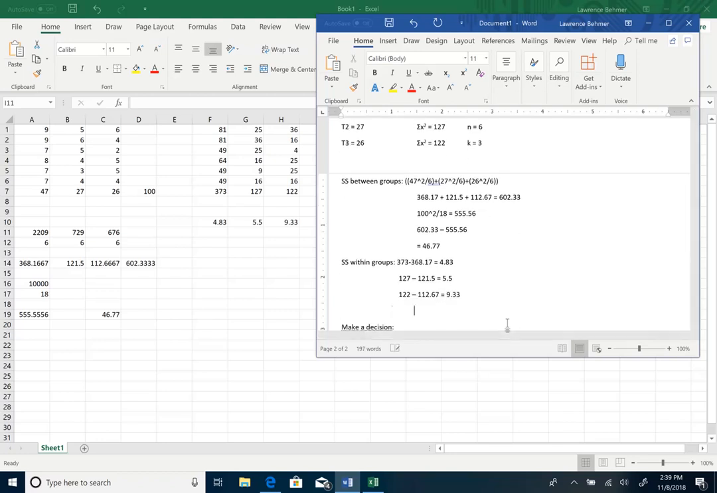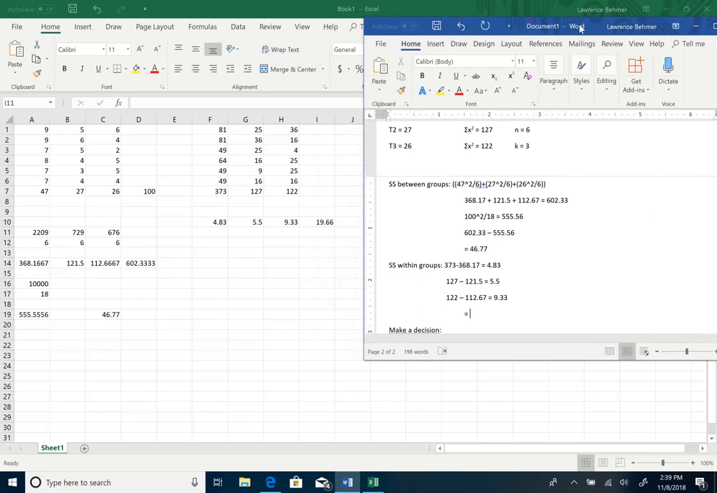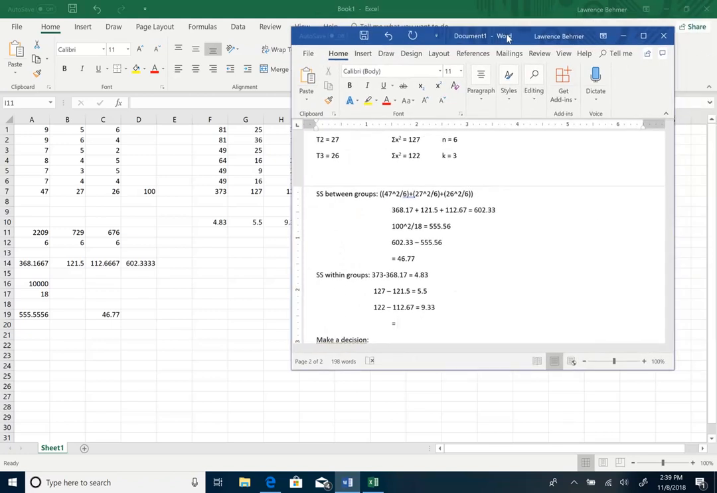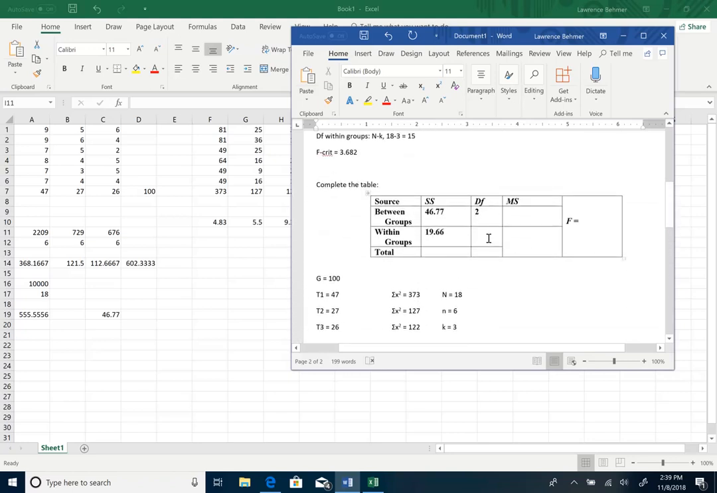And then I would just do this equals, what did we say it was again? I've already forgotten. 19.66. Great. So I've computed my sum of squares between groups. I've shown the appropriate amount of work. And I've done the same thing for within groups. And now I can start filling in my table. Remember, our degrees of freedom for within groups is big N minus K. So that's 15. Cool. So now I can finish out my table here.